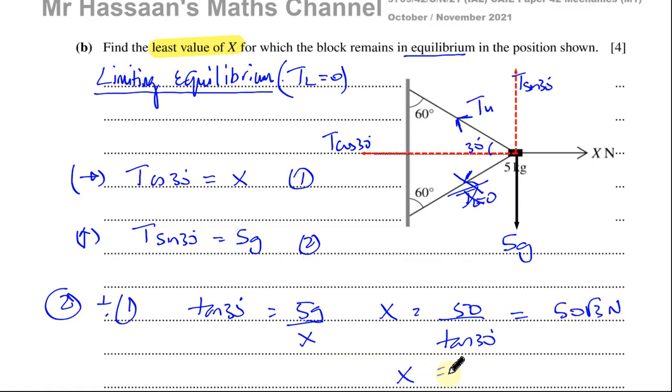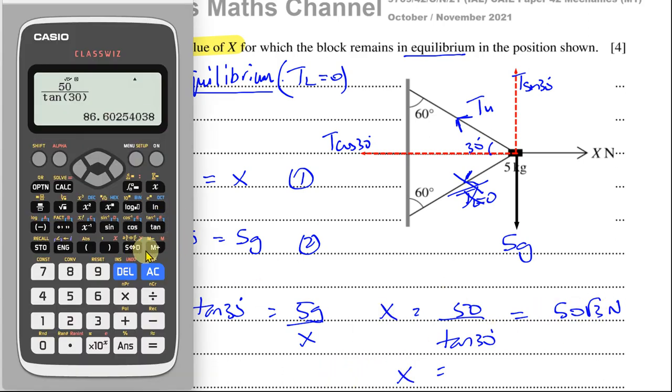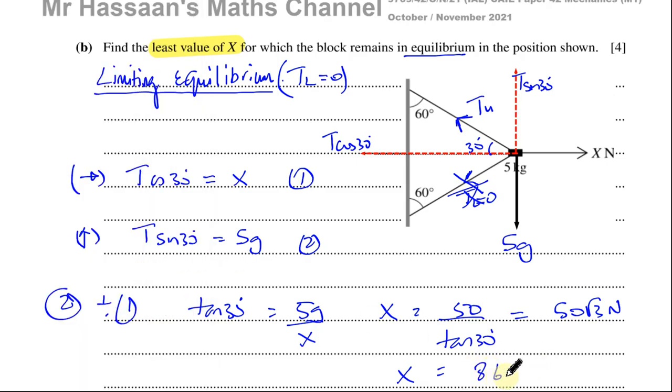If we want to write it to 3SF, it doesn't say find the exact value. If it said find the exact value, leave it like that, but it doesn't. So we can round it to 3SF. That gives us 86.6 newtons to 3SF. And there's the answer for part B.